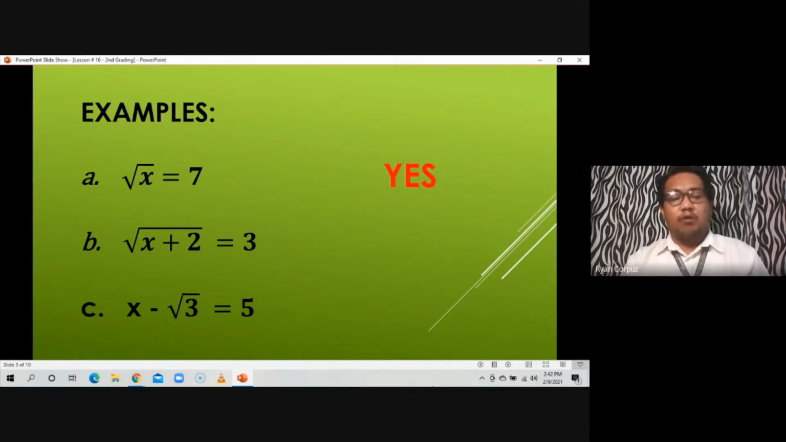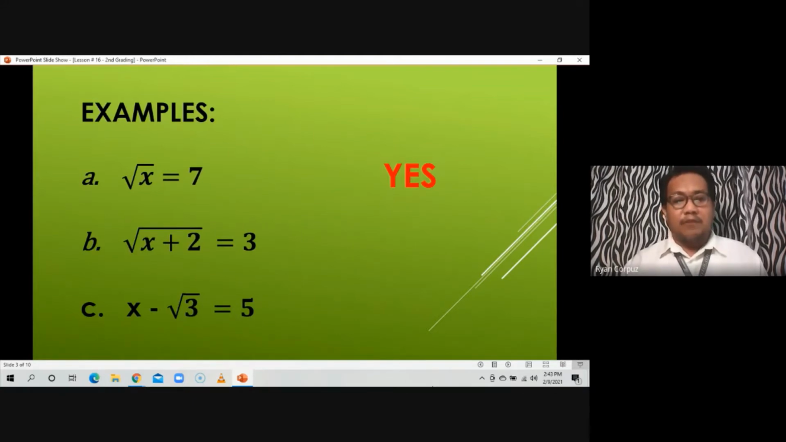Why? Because according to the definition, it is a radical equation whose variable appears as a radicand. The variable x in the square root of x is inside the radical sign, or it appears as a radicand. In that case, the example in letter A is considered a radical equation. Let's proceed to letter B. The given in letter B is the square root of x plus 2 is equal to 3. Is that an example of a radical equation or not?